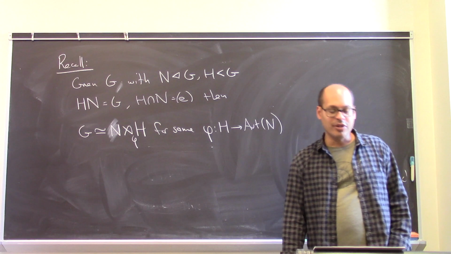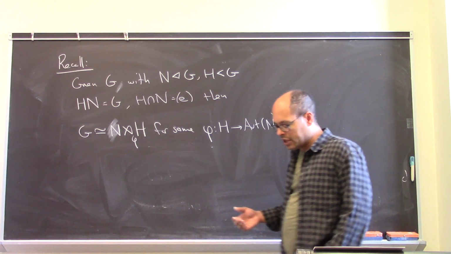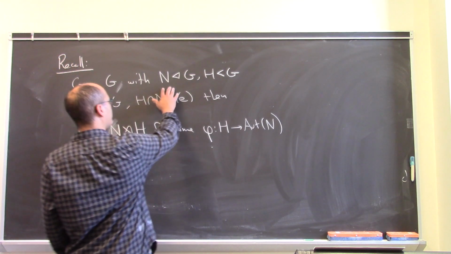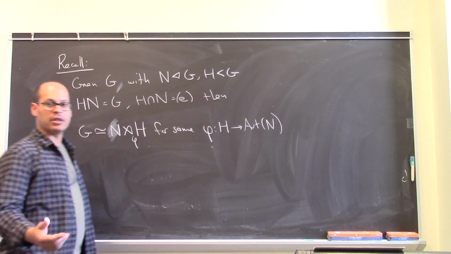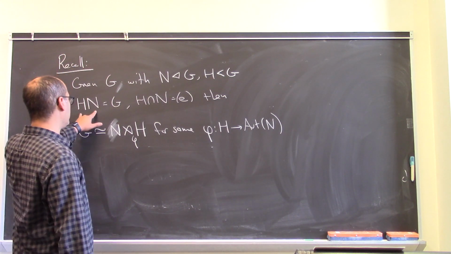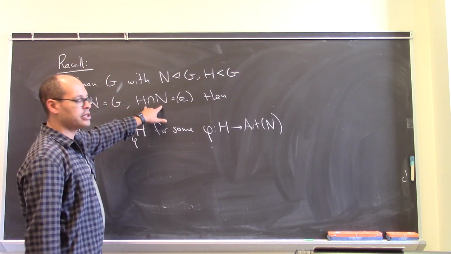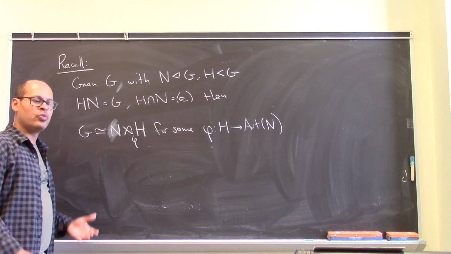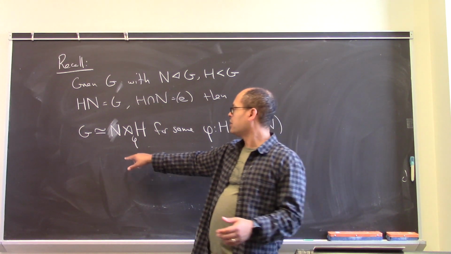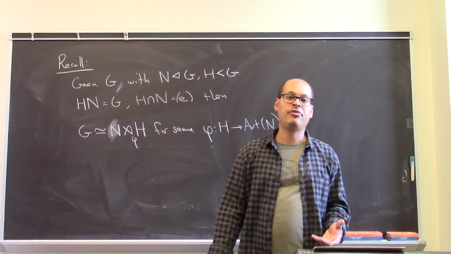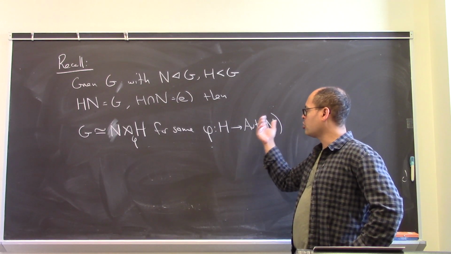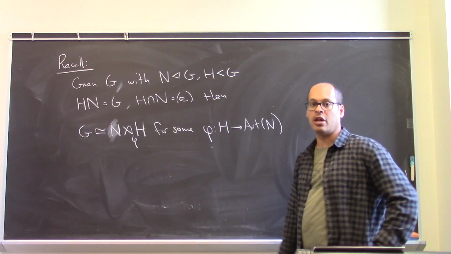Right, so let's recall that if somebody gives you a group and you find a pair of subgroups, one of them, N, being normal and the other one, H, just being some subgroup, and suppose they satisfy the property that their product altogether is the whole group, and they don't intersect except in the identity, then we know that that group must be isomorphic to a semidirect product of N with H for some phi, where phi is some group homomorphism from H to the automorphisms of N.